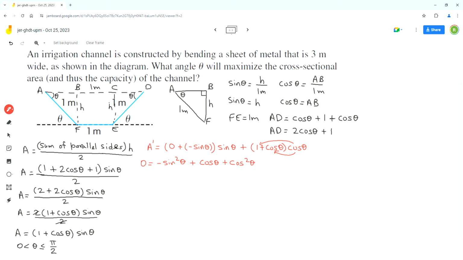Now this equation has both sine and cos, so we need just one trig ratio in this equation, and for that we can use the Pythagorean identity for sine square and cos square theta. So as per the Pythagorean identity, sine square theta is equal to 1 minus cos square theta. Now we can distribute the negative sign in the parentheses.